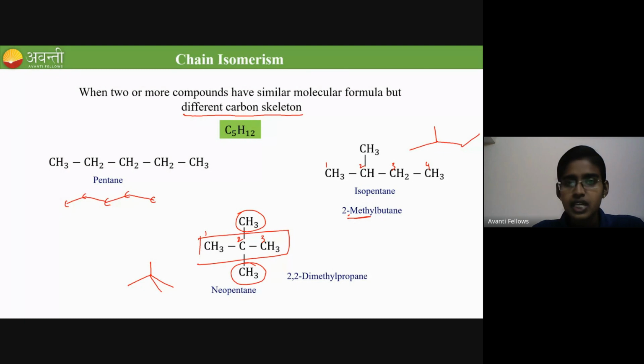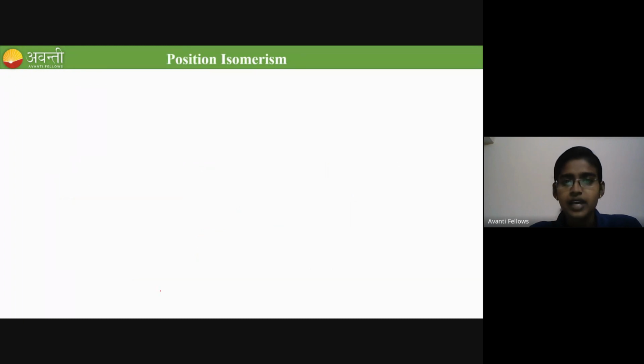Any doubt in the chain isomer? Shall I move on with the next isomerism, which is positional isomerism? Students, if it is clear to you, just put a thumbs up or yes, yes. Okay, thank you. Thank you so much.